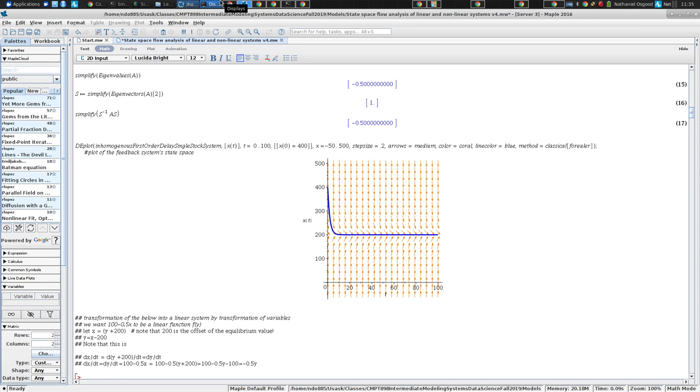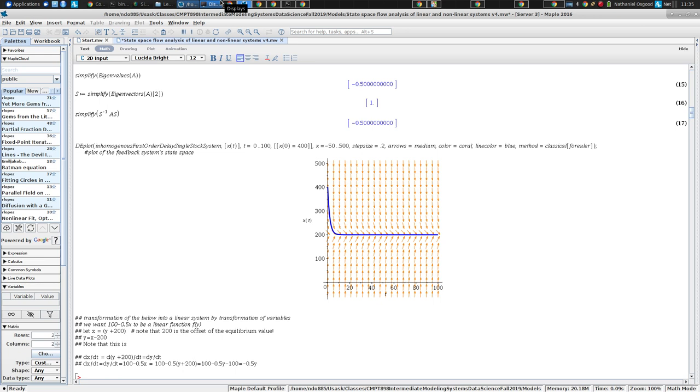So what this is telling us is this system can be instead represented, using just different names for things, as y dot equals minus y over 2, which is what? A what system? A linear system. Does this satisfy the criteria for linearity? You bet it does. It most certainly does. Okay?